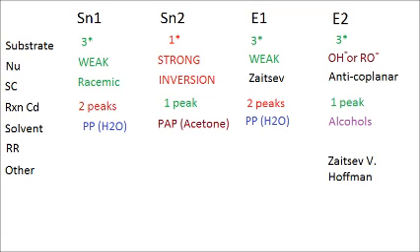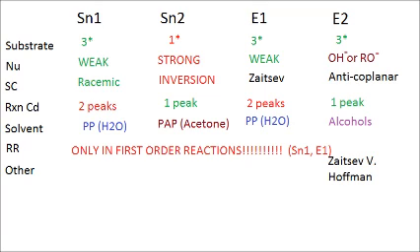E2s prefer alcohols specific to the shape of the base you use. Rearrangements only occur in first order reactions, never in second order reactions. If you ever see silver nitrate on a reaction arrow, you can pretty much assume it's going to be an SN1 reaction. So let's talk about SN1 reactions.